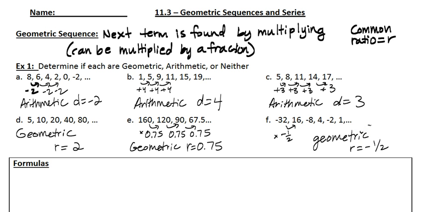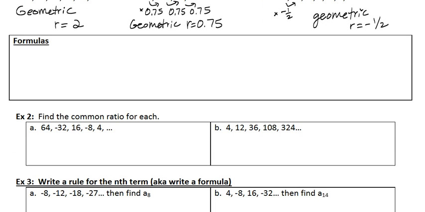Alright, so arithmetic, we're trying to find add and subtract. Geometric, we're trying to multiply. And geometric is what we're going to focus on for the rest of the lesson. Here's the formulas you need to know. There is again a rule for the nth term. And again, that's just a fancy way of saying our formula.